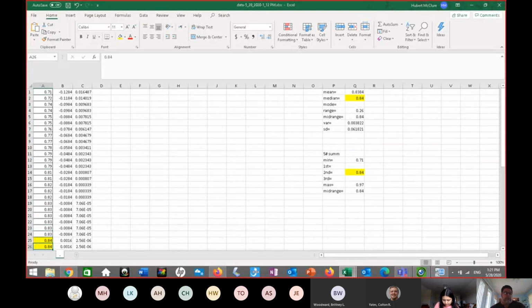So I've got 25 above, so that's odd. So I got to hit number 13. There's number 13. So highlight that blue, and that is, y'all check with StatCrunch. Did they get 0.79 for the first quartile? Somebody check. I think that's what it was.